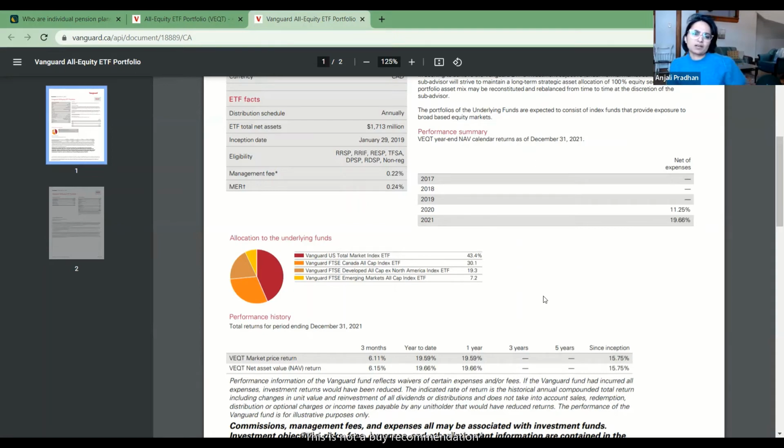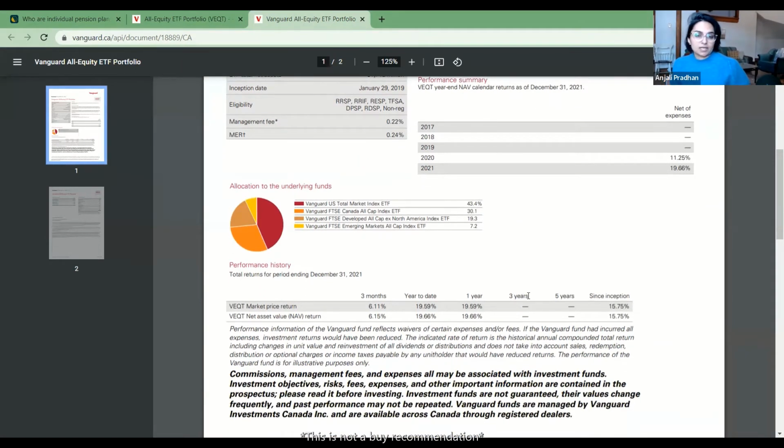The only other thing is that it's not the cheapest option. If you did the asset allocation yourself and just assembled this thing by yourself, it would probably be, I suspect, cheaper than this ETF.